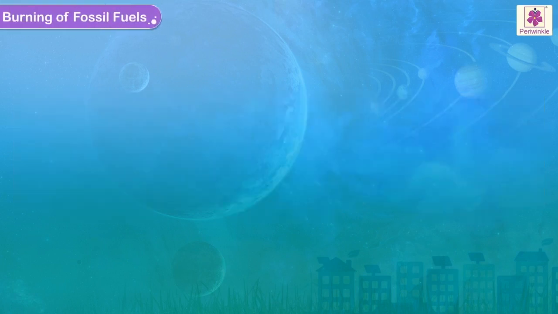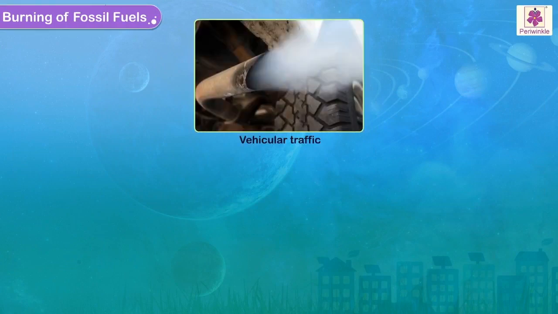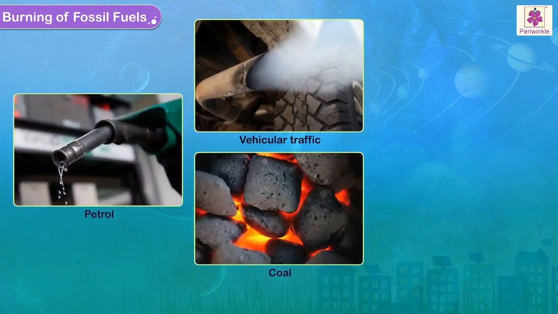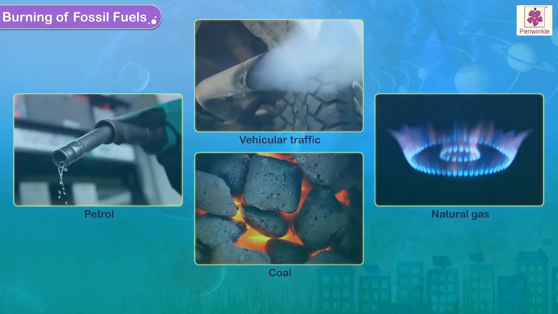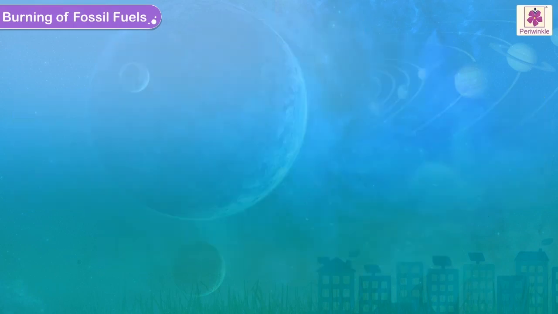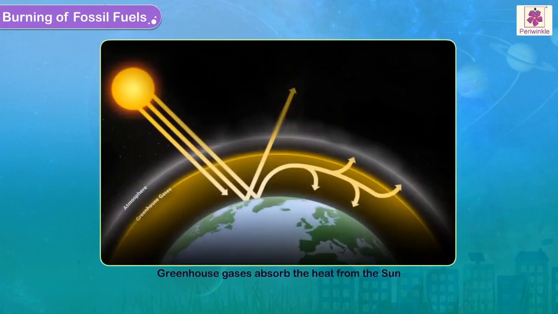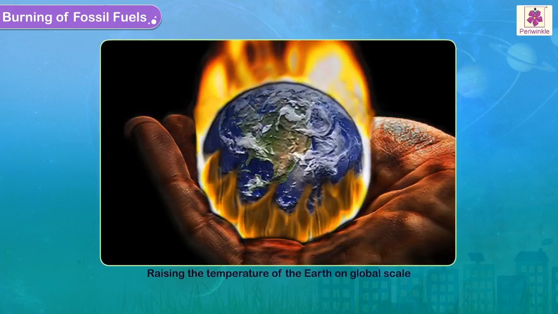Burning of fossil fuels. Vehicular traffic and use of fossil fuels, that is, petrol, coal, and natural gas, is releasing huge quantities of greenhouse gases into the atmosphere. These gases absorb the heat of the sun, thereby raising the temperature of the earth on a global scale.